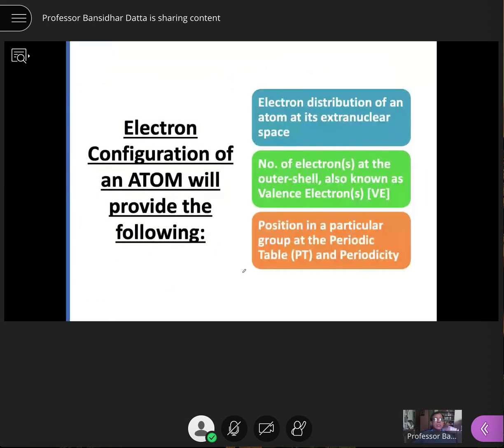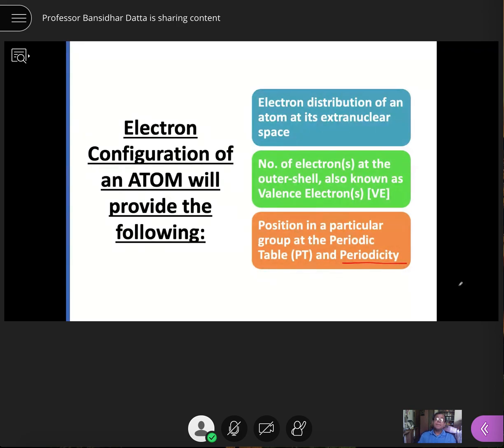Sure. So this is what we can get from the electronic configuration of an atom: the electron distribution in the extranuclear space, and the number of electrons in the outer shell, also known as the valence shell. By looking at the number of electrons in the outer shell, we can also tell which group of the periodic table the element belongs to. That also gives some periodicity. Periodicity is the properties of elements in a particular group. So elements in a particular group will show similar kinds of properties, and that is known as periodicity. Shall I move on?